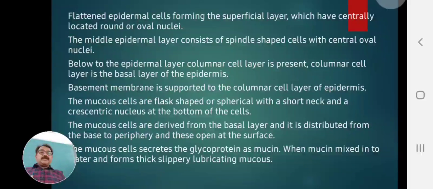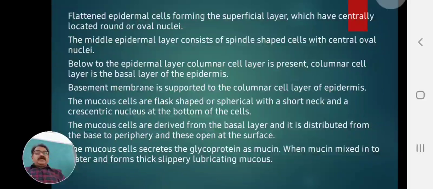The mucous cells are flask shaped or spherical. Mucous cells secrete the mucus. They are spherical, rounded, with a short neck and a crescentic nucleus at the bottom of the cells. These mucous cells are flask shaped or spherical with a short neck and a crescentic nucleus at the bottom of the cells.